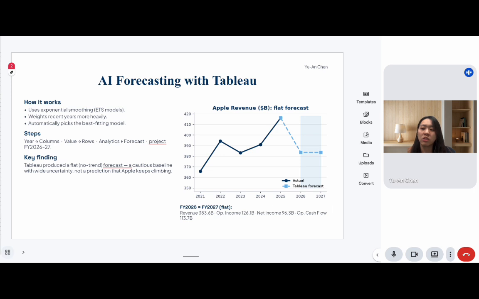And here's the interesting part. Tableau did not predict Apple to keep growing. It gave a flat forecast around 384 billion in revenue for both 2026 and 2027. I think that's because we only had 5 years of data and the numbers bounced around. So Tableau wasn't confident enough to call it a real trend. So we treat these as a cautious baseline, not an exact prediction.